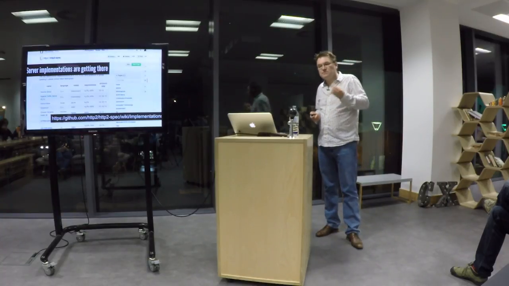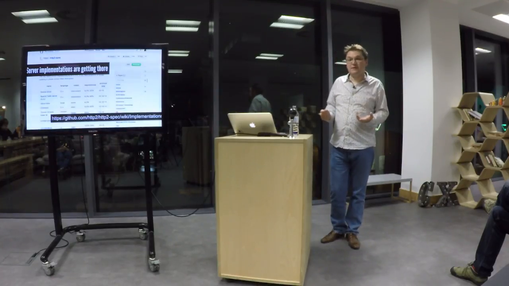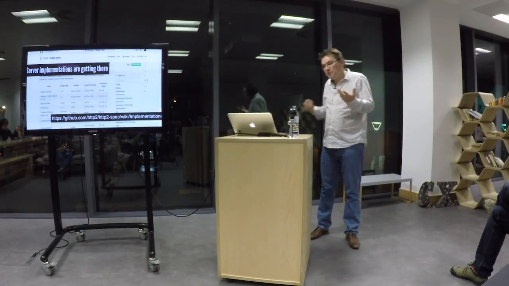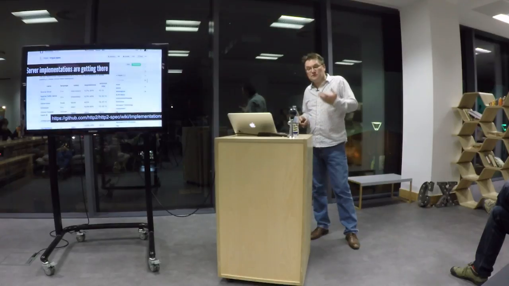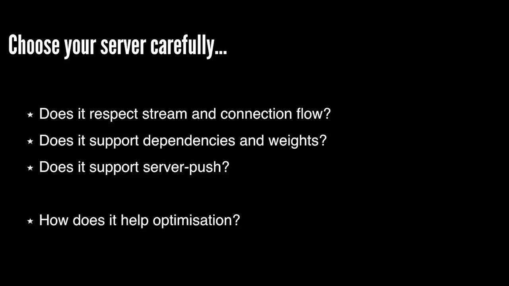And HTTP2 support gets better and better. So you can deploy it today on Google App Engine. You can deploy it on Nginx if you wanted, if you don't want server push. Apache using mod HTTP2. You can deploy this stuff in the real world today. But you've got to pick your servers carefully. They really need to support the stream and connection flow to make sure the right bytes are going down the wire. Some of them don't support dependency weights, but supporting dependencies is important.